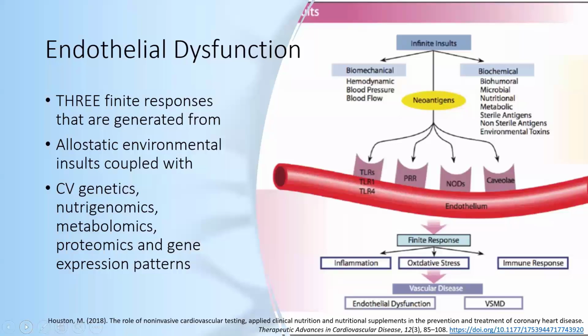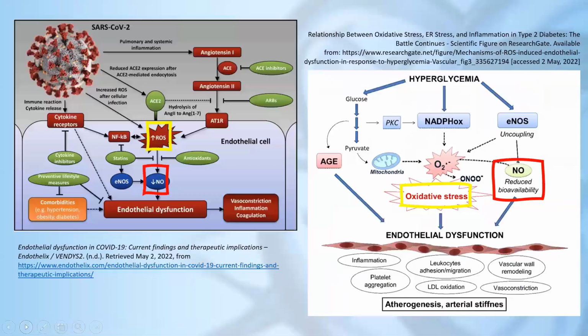And this figure is showing that you can have an infinite number of insults. For example, a biomechanical insult would be high blood pressure or maybe turbulent blood flow, or you can have biochemical insults such as a microbial infection or maybe a nutritional imbalance, some toxin from the environment, or maybe LPS from our gut. So many different insults, but the finite response is just limited to three, which is inflammation, oxidative stress, and an immune response. And then these contribute to endothelial dysfunction.